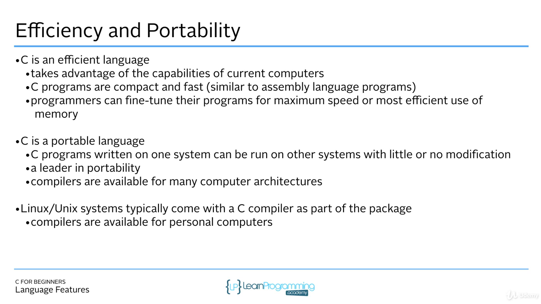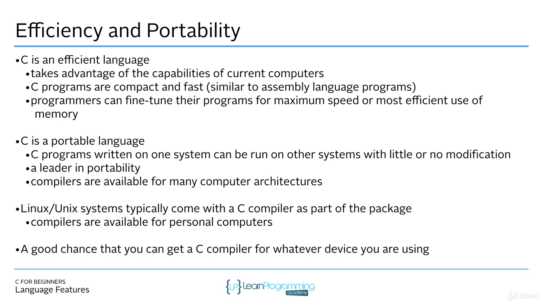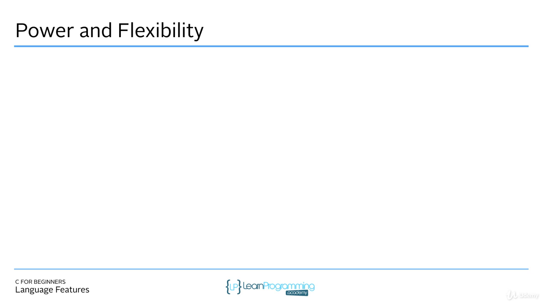We're going to be doing that when we download our required software. So there's a good chance that you can get a C compiler for any device that you're using. You could probably get a C compiler also for an Android device or an iOS device, and for really low-level micro or mini computers as well, like processors in automobiles. It's also very flexible, which is important. And it's also very powerful.